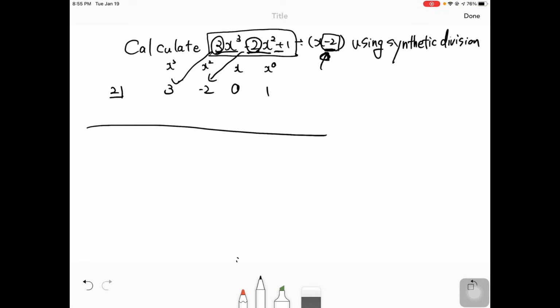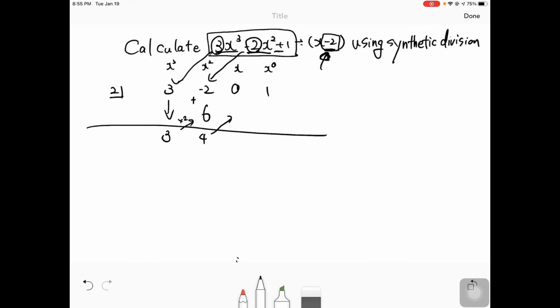First thing you do is you just bring it down here. 3. Then what you do next is you multiply 3 by 2, which is going to be 6. Okay? Then what do you do next? You just add negative 2 and 6, which is 4.